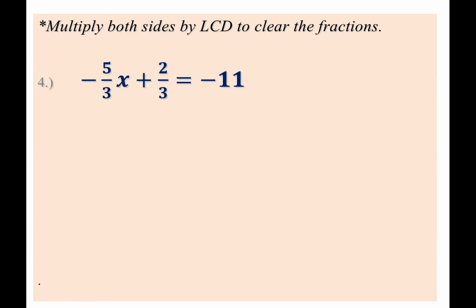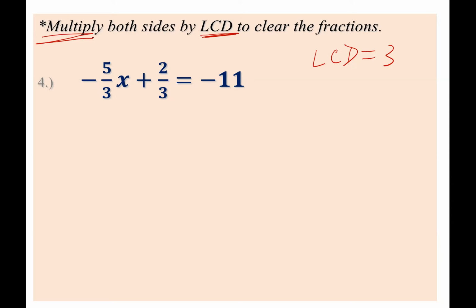All right, so for this first one, this is number 4, negative 5/3 x plus 2/3 equals negative 11. When we talk about multiplying both sides by the LCD, you're going to look at the entire problem as a whole. Any fraction that you see, you need to take that into consideration and find the common denominator of all the fractions. Now in this problem, there's 2 fractions, and they actually already both have the same denominator of 3. So our LCD is 3. Now, I cannot combine the fractions. That's not what we're talking about. We're talking about multiplying both sides by the LCD.